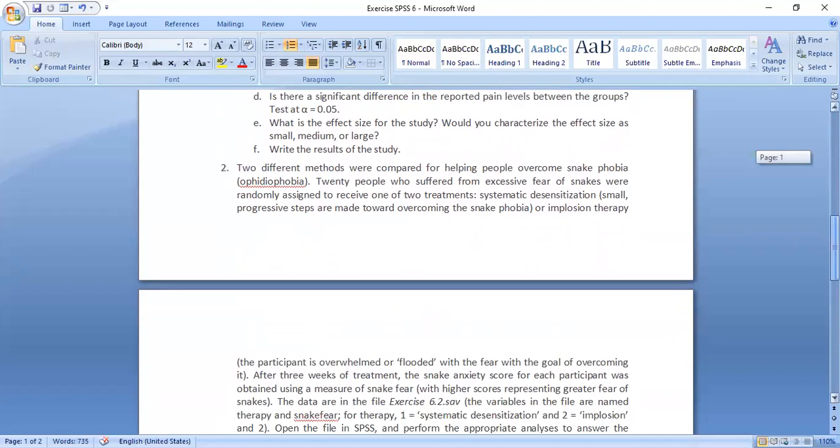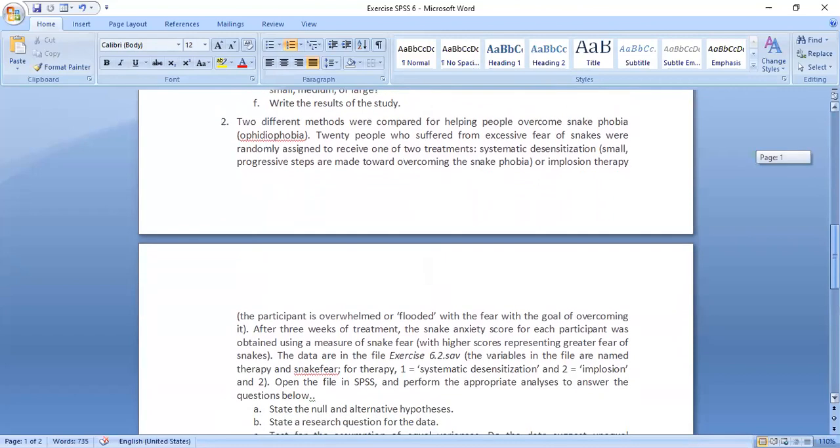Let's read question number 2 first. Two different methods were compared for helping people overcome snake phobia, also known as ophidiophobia. 20 people who suffered from excessive fear of snakes were randomly assigned to receive one of the two treatments: systematic desensitization, that is, small, progressive steps are made towards overcoming the snake phobia, or implosion therapy. The participant is overwhelmed or flooded with fear with the goal of overcoming it.